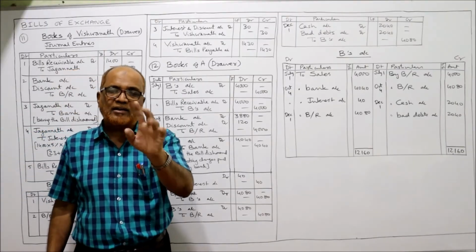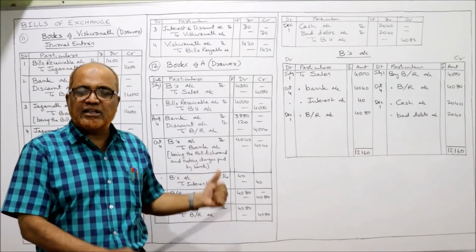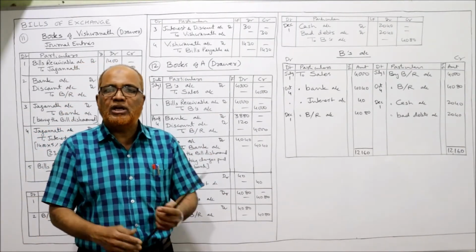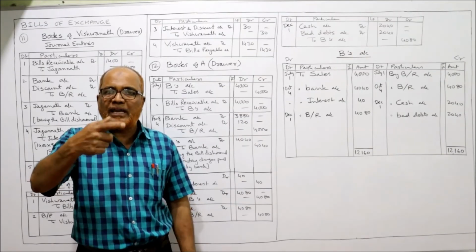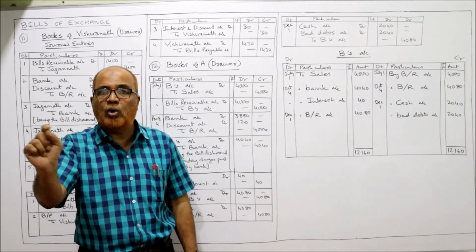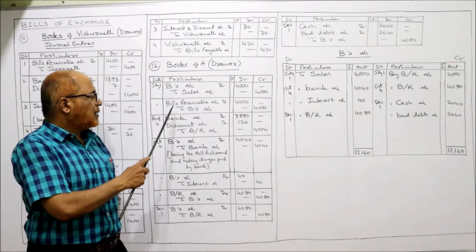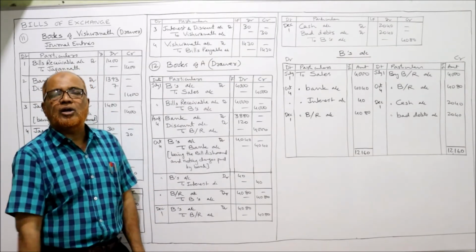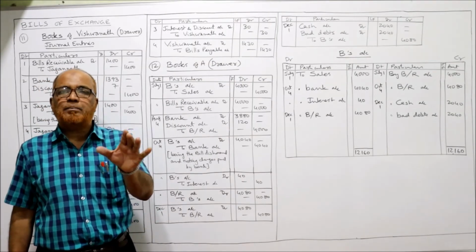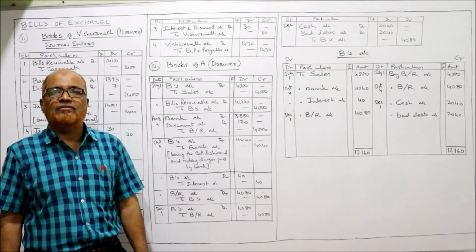Narration, you now write down. I have not written the narration on the board. I told you to keep a notebook beside you. Whenever I say something important, you should note it down. So here, bills receivable account debtor to B's account. Being the acceptance of B received.